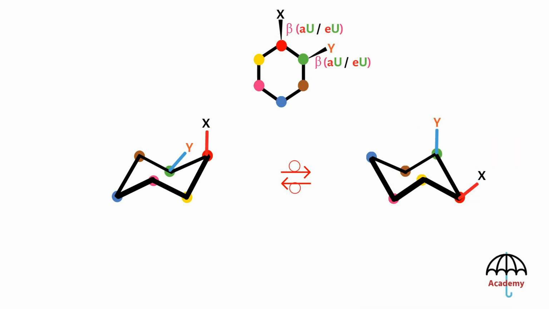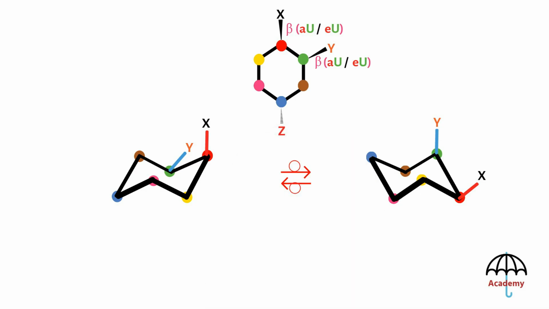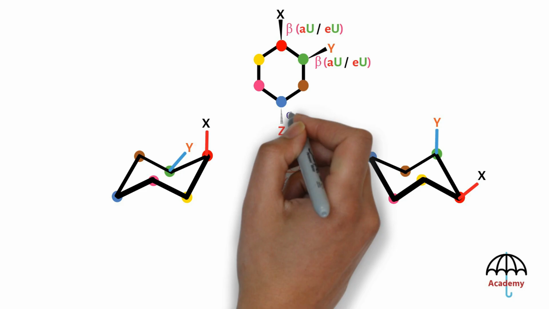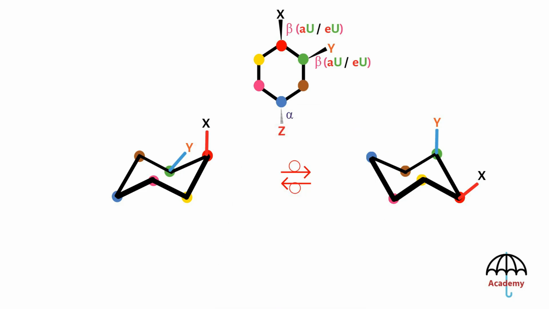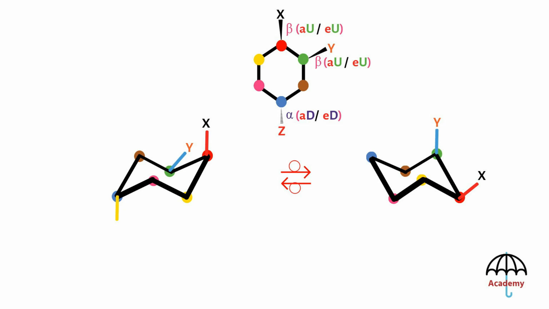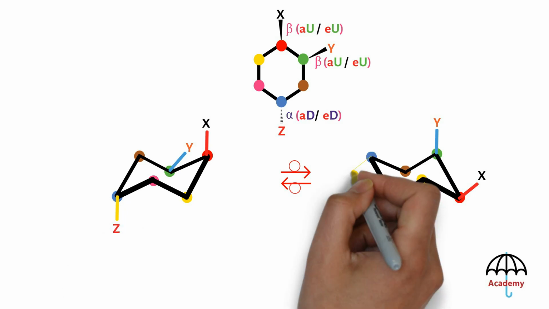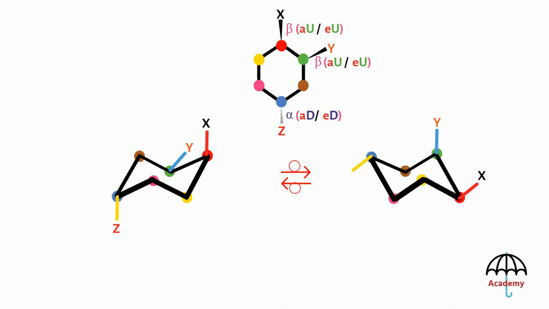Likewise, in the planar form I attach substituent Z on blue carbon as dashes. That means it is alpha. In the chair form it will be down, either axial down or equatorial down. In the chair form, blue carbon is down carbon, and has therefore axial as down position. So I attach substituent Z on axial down. In the ring flipped form, it changes to equatorial down position.